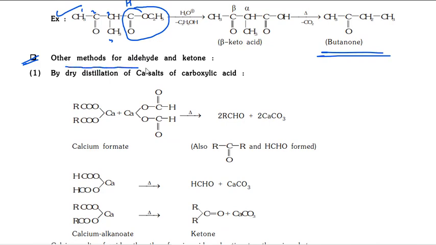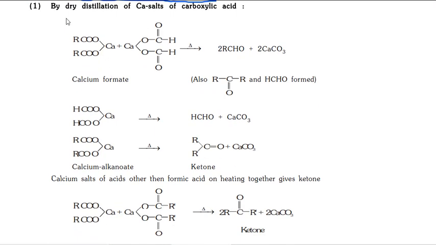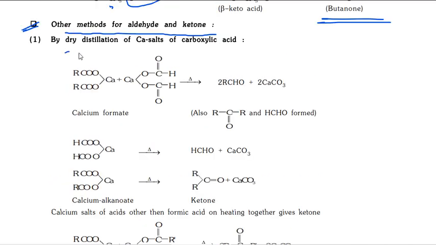Next, other methods for aldehydes and ketones. From this method you can prepare aldehydes and ketones. These are prepared by dry distillation of calcium salts of carboxylic acids. See here, this is the calcium salt of a carboxylic acid. We know calcium is dipositive.